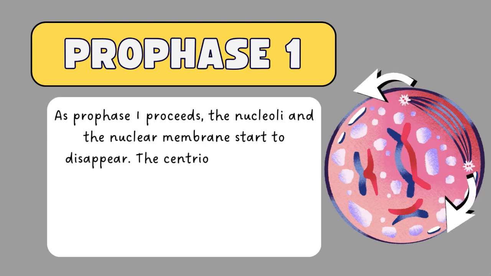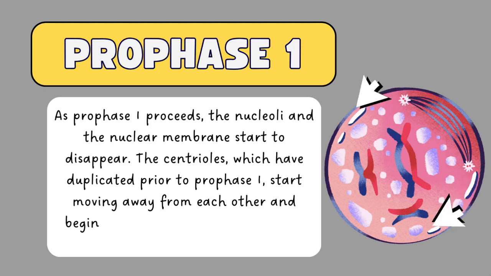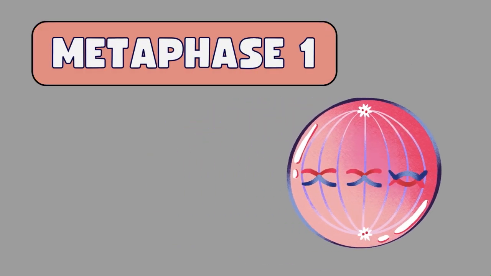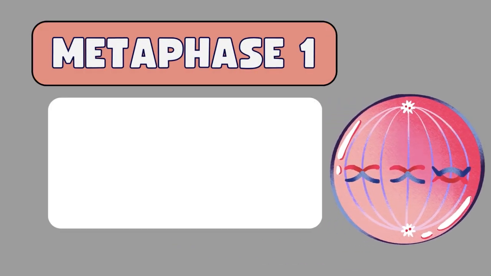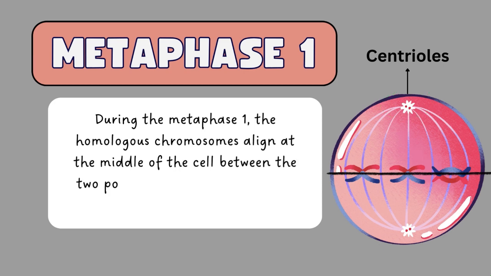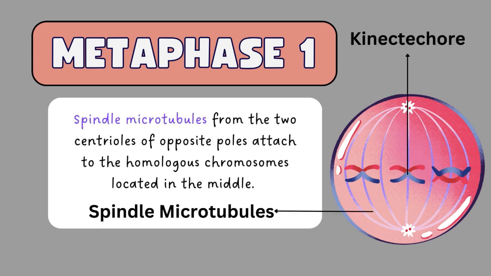The centrioles, which have duplicated prior to prophase 1, start moving away from each other and begin forming spindle fibers between them. Metaphase 1. During metaphase 1, the homologous chromosomes align at the middle of the cell between two poles where the centrioles are located. Spindle microtubules from the two centrioles of opposite poles attach to homologous chromosomes located in the middle.